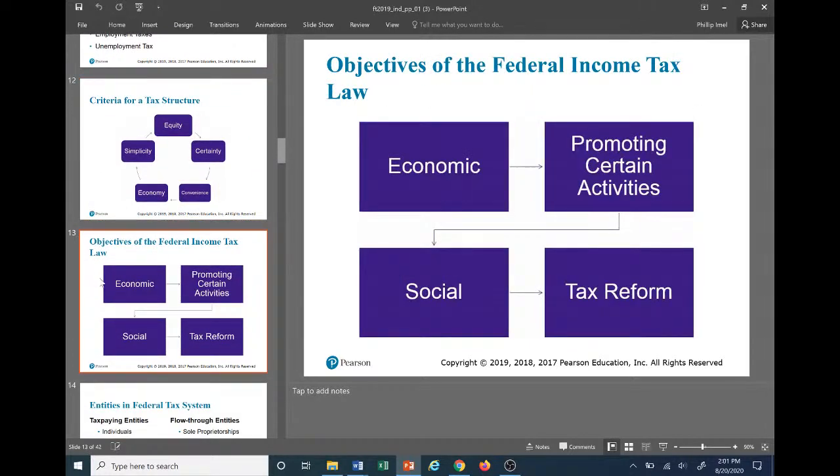So now what about some of the objectives of the federal income tax law? Once again, we have the economic objectives of it. By economic objectives, obviously through the levy of tax, we're also going to be promoting certain activities, and we can see this through different social activities, different areas that need the tax money filtered to them. So a lot of that, when we're focusing on the economy, is to promote certain activities and certain social activities. And then also that's going to lead to tax reform.